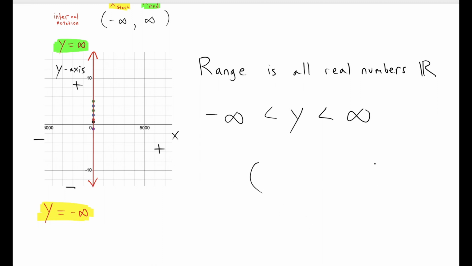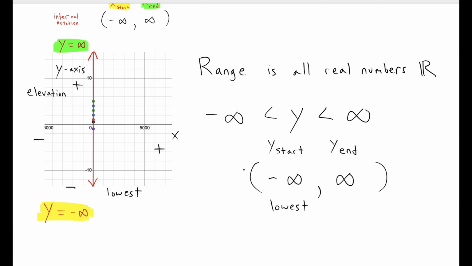We can put it into an interval as well. And that interval is simply going to be from negative infinity to infinity. This is going to be the start of our interval as far as y goes. And this is going to be the end of it. And y is all about elevation. Right? So you start at the lowest. That's what goes here. And then you go to the highest. In this case, there's no end to it in either direction, so it's totally unrestricted.